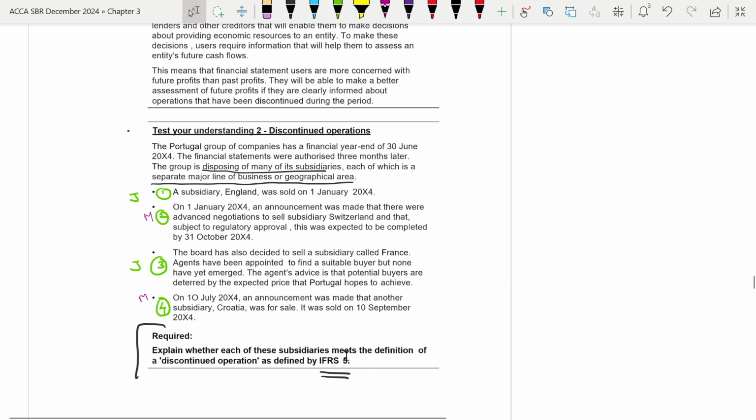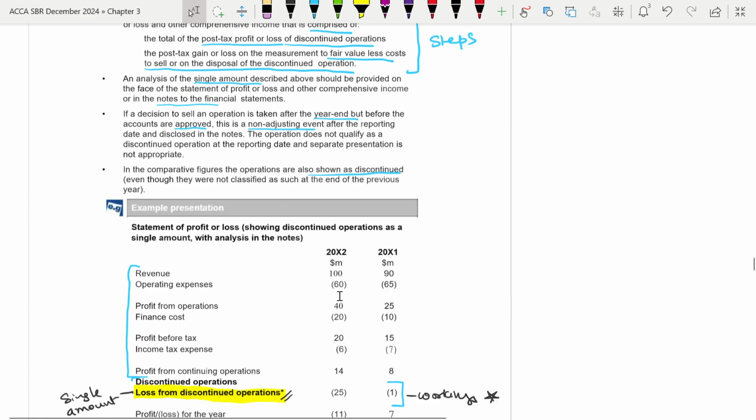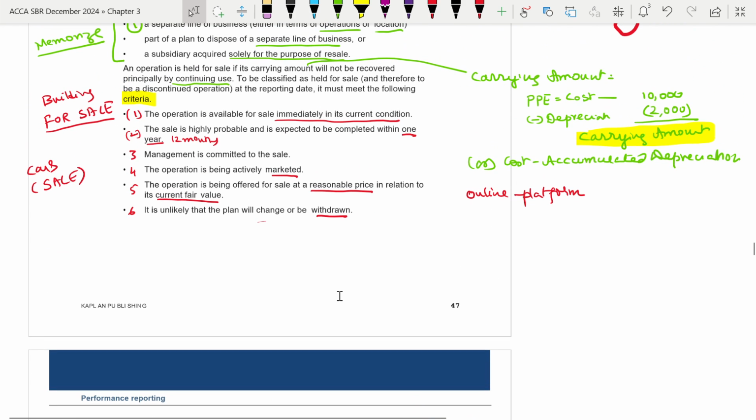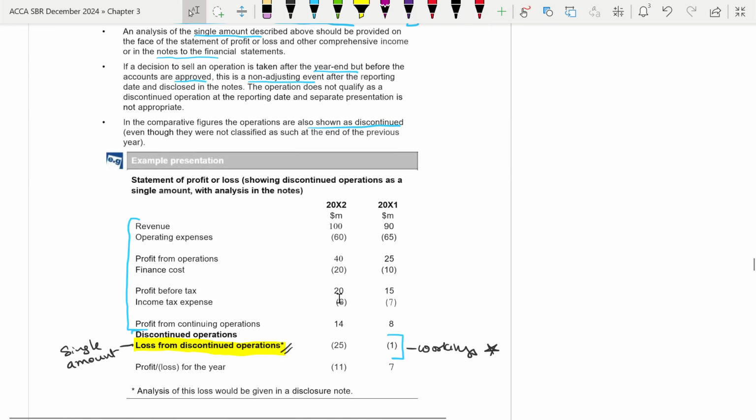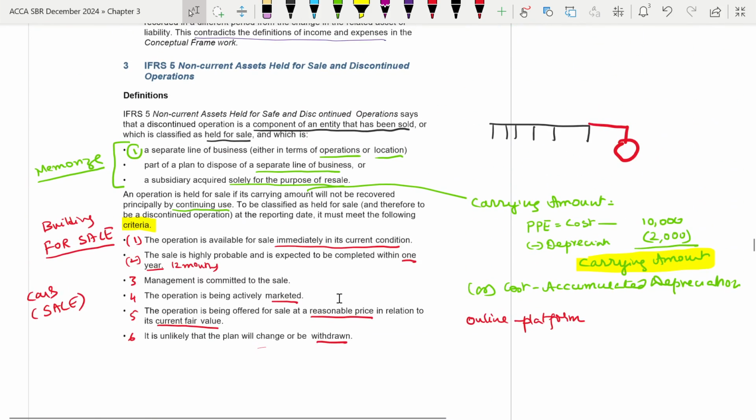If you have taken the printout, I will give you the source also. If you have taken the printout based on these 6 points, 1, 2, 3, 4, 5, 6, is right. If they are meeting the criteria, fine. If they are not meeting the criteria, it's not fine. Based on these 6 points, we have to decide.